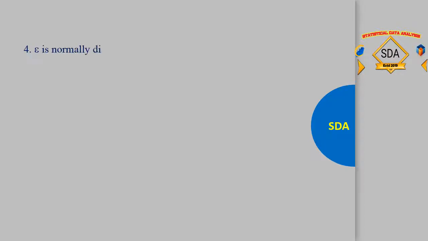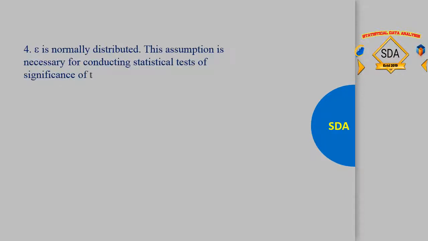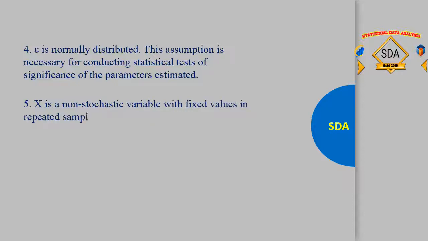The fourth assumption is that the error term is normally distributed. This assumption is necessary for conducting statistical tests of significance of the estimated parameters, which is the t-test. The fifth assumption is that x, which is the explanatory variable, is a non-stochastic variable with fixed values in repeated samples.